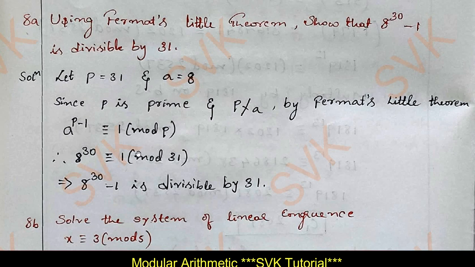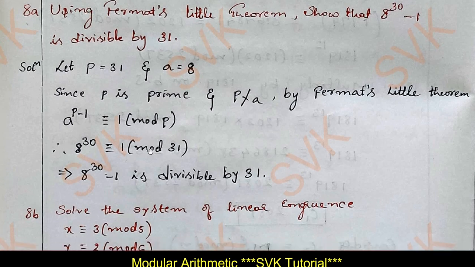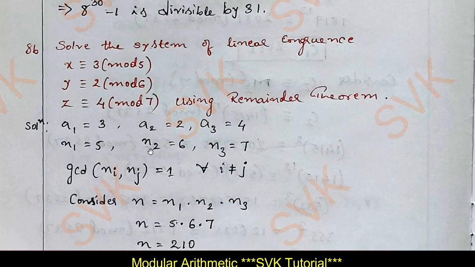Moving on to question number 8B. Solve the system of linear congruences using the remainder theorem, that is the Chinese remainder theorem, CRT, we should use here. Using CRT, we are required to solve this system of linear congruences. So whatever the given problem, you consider the values of A1, A2, A3 and N1, N2, N3. Here A1 value is 3, A2 value is 2, A3 value is 4. Similarly, N1 value is 5, N2 value is 6, N3 value is 7.